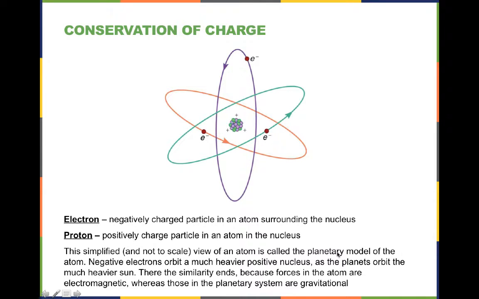This diagram shows the planetary model for the atom. In the planetary model, electrons orbit the nucleus like moons around a planet, and the protons are in the middle, and they are heavier and more easily retained compared to the electrons which surround the outside.